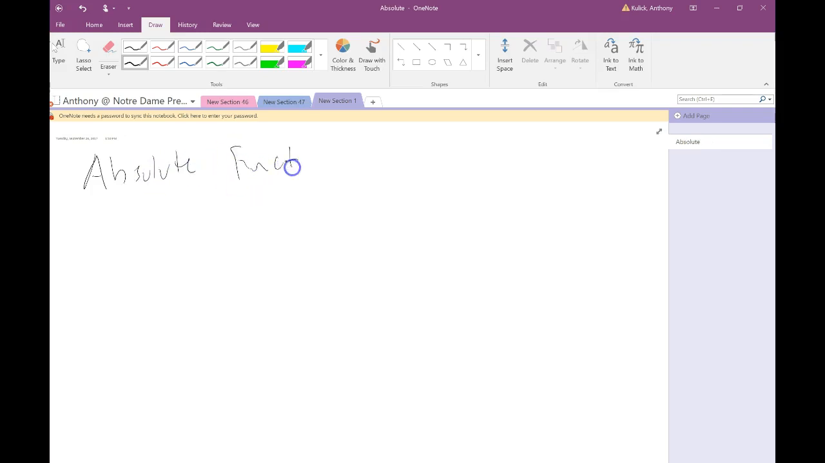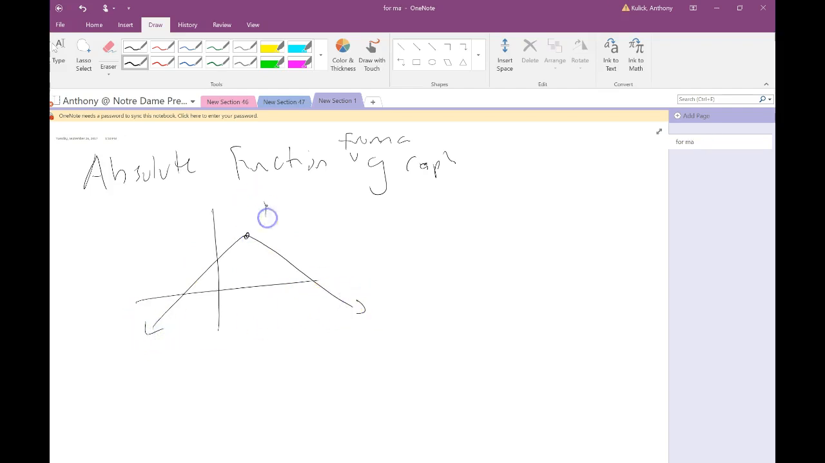So we're going to talk about getting an absolute value function from a graph. Let's say we have some absolute value function. Maybe it looks like this. Let's say this is some point, maybe 1, 5, and this is some point, maybe 0, 3. Sound okay so far?